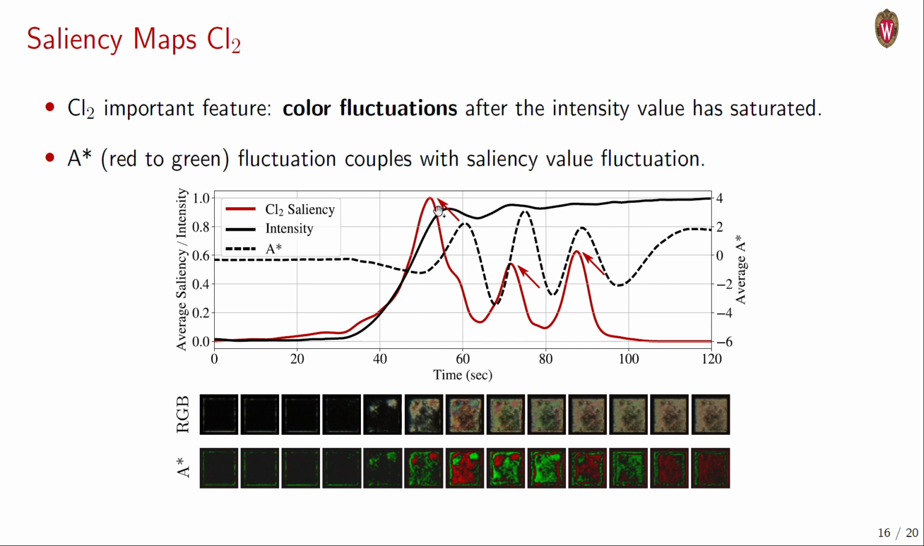After 52 seconds, when the intensity value has saturated, we still see several peaks. These peaks are well correlated with a-star fluctuations. At the bottom, we also show images of a-star. We can see that even after 52 seconds, there are still cycles of red to green color changes. Therefore, the most important feature in the detection of chlorine concentration is color fluctuation.